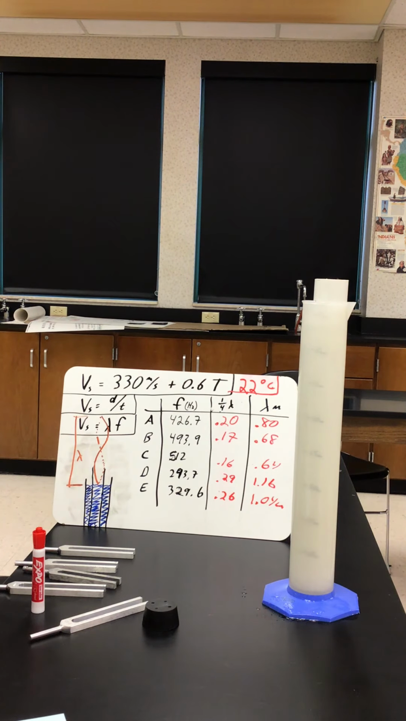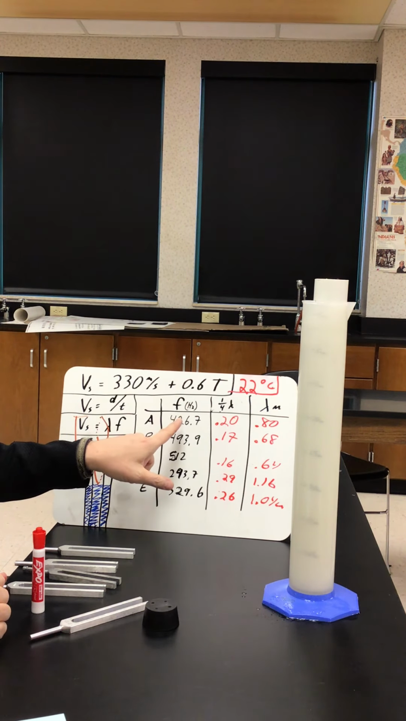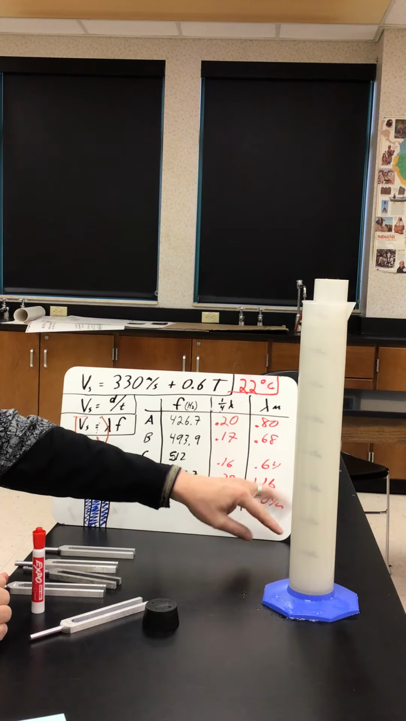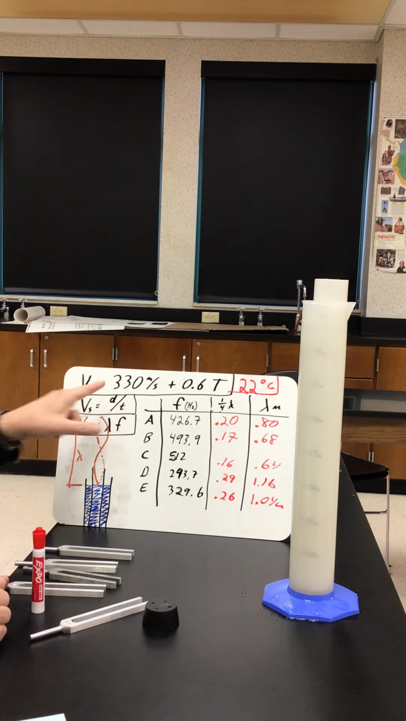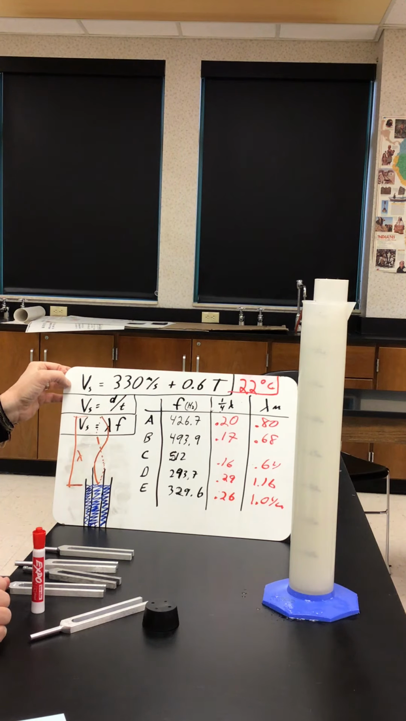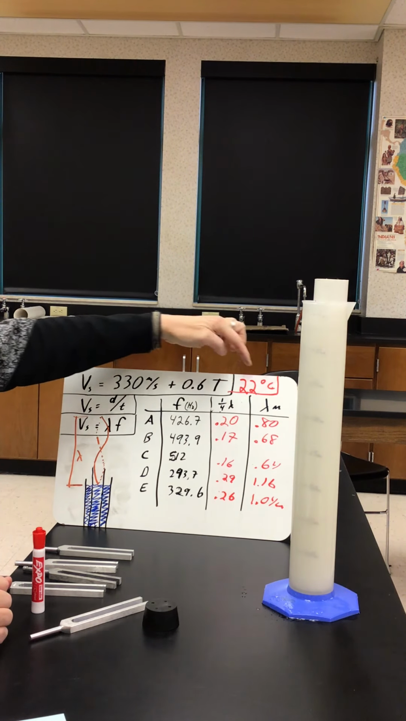I want you to figure out what is the velocity of the sound for each of them, and then add them all up and find the average velocity, and then compare it to the equation that's dependent on temperature. So 330 plus 0.6 times 22.